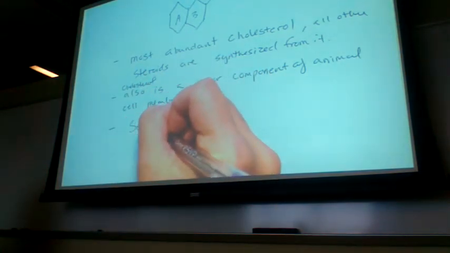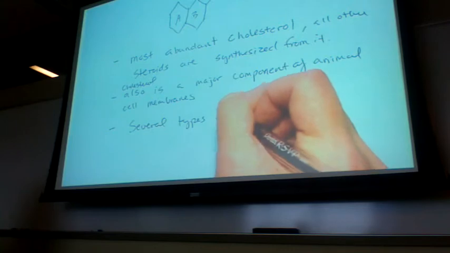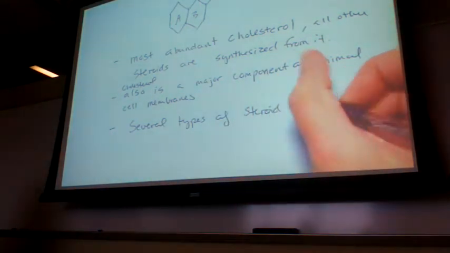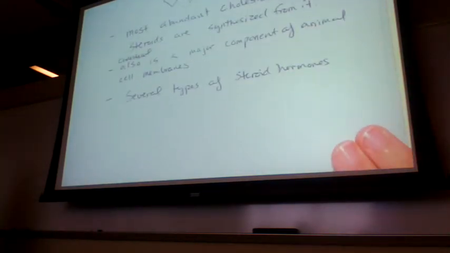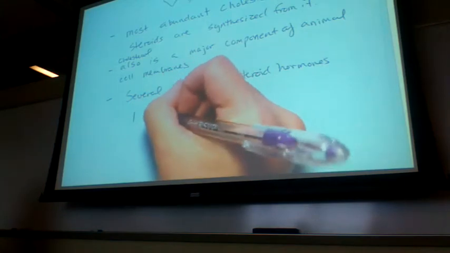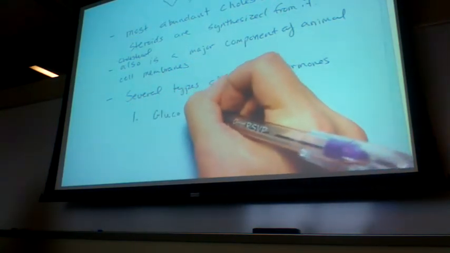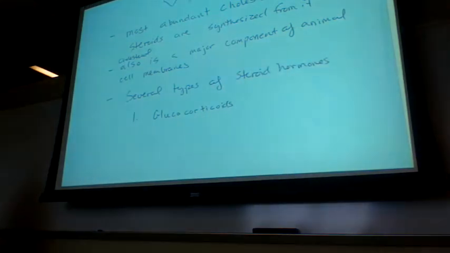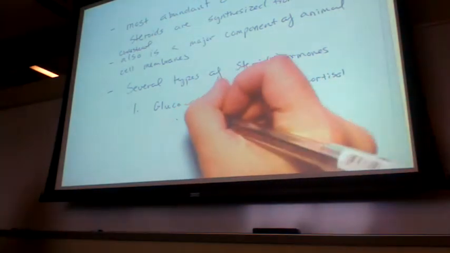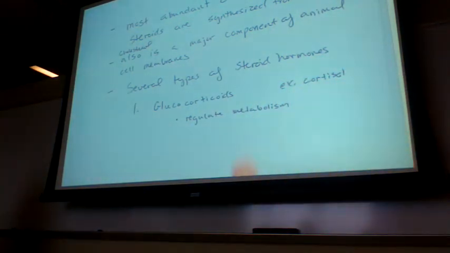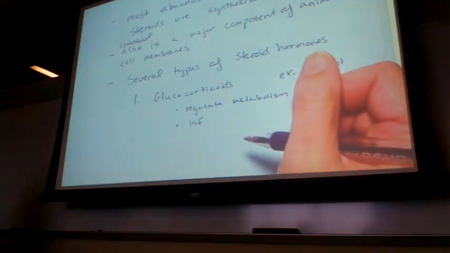There are several types of steroid hormones, and they fall into a few different classes. First one are the glucocorticoids. So, for example, cortisol falls into this category. This is going to regulate metabolism. It's also involved in inflammatory response, which is why you put your cortisol creams on your itchy spots.